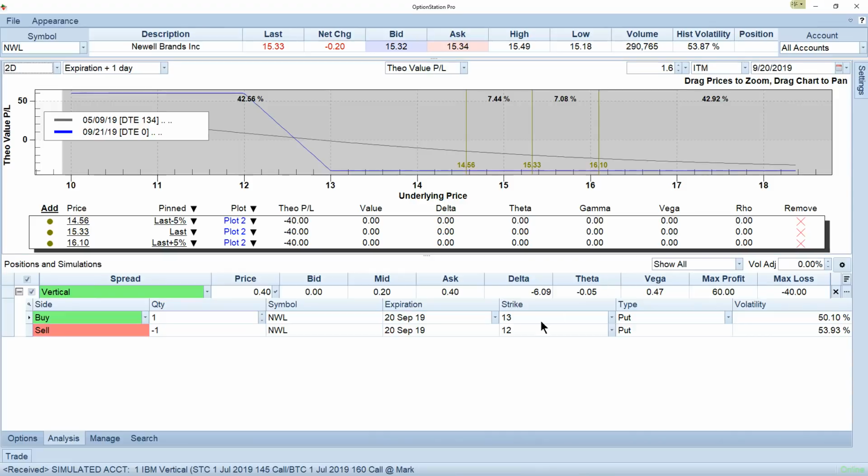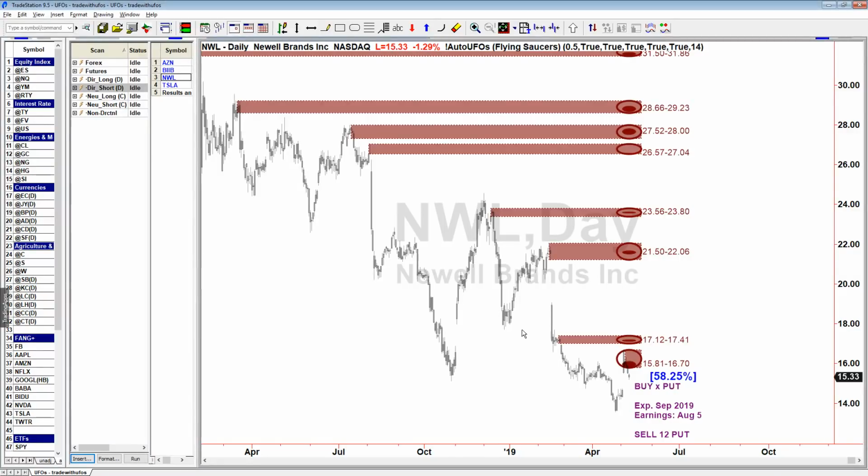Good, so what do we do? We are selling the 12 put. And coming back to the chart, oh, I just closed the calculator, sorry for that. So I'm going to have to reopen the calculator.